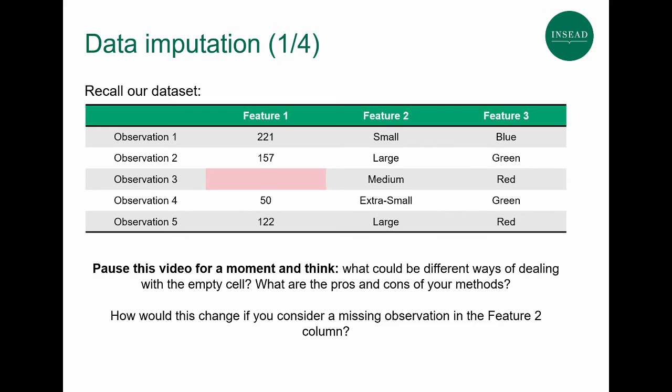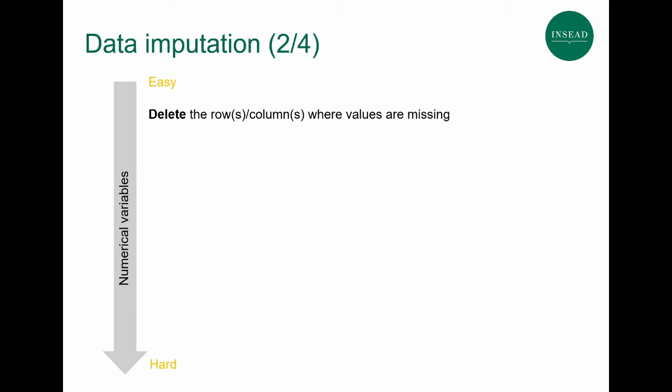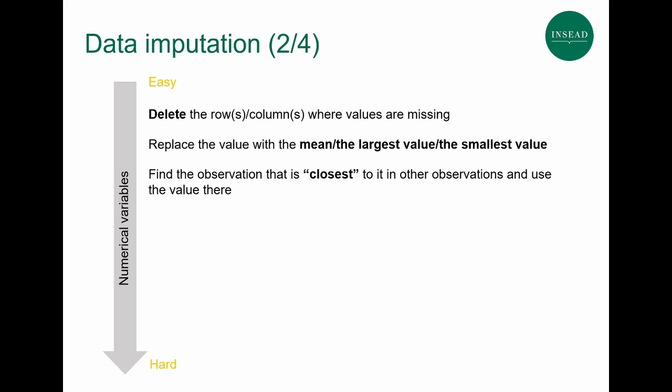If you thought about this question, let's take a look at what we could do if, for example, a numerical value is missing. One way to move forward is to delete the rows and columns where the values are missing. This is an easy technique and maybe not the best. Another way of doing this is to replace the value with maybe the mean, or the largest value, or the smallest value in that column, or maybe the median. That's another easy way to do it.